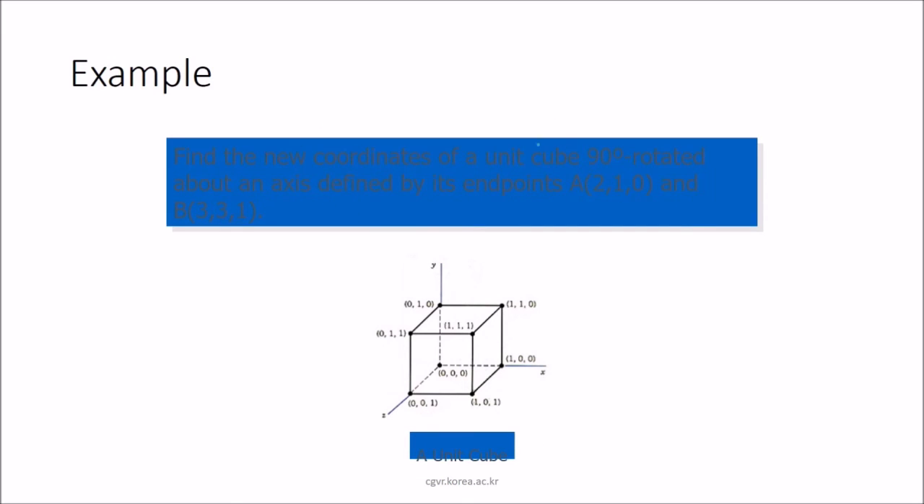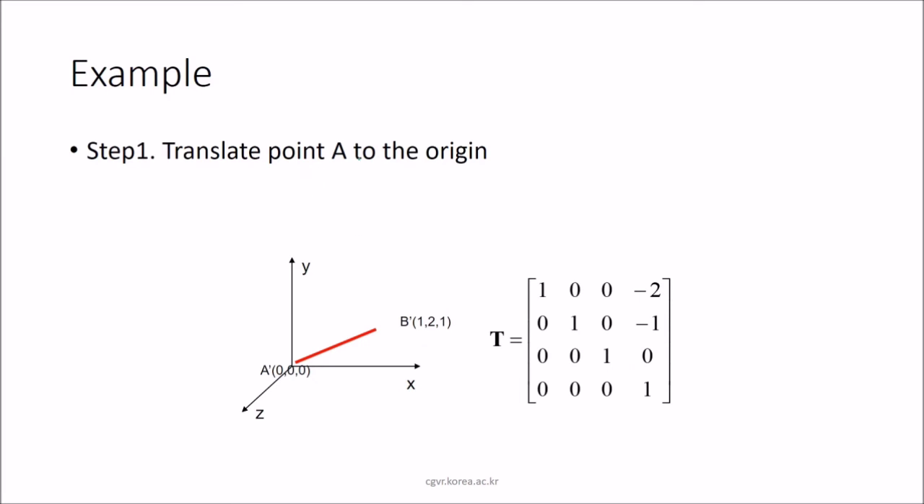Let us take an example. Find the new coordinates of a unit cube rotated 90 degrees about an axis defined by the endpoints (2, 1, 0) and (3, 3, 1). So we translate point A to the origin. Now you are going to translate this point to the origin. What points do you have?